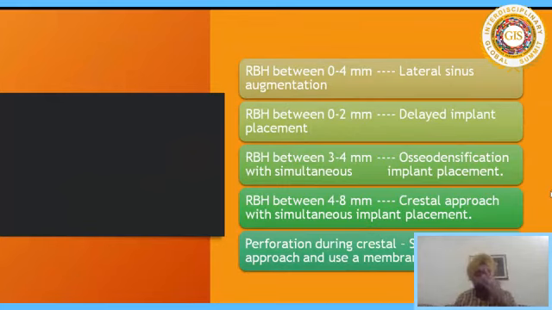And when the residual bone height is between 4 to 8, you can always go for a crestal approach with simultaneous implant placement. However, you should check for a perforation with the Valsalva maneuver. If there is a perforation, then you have to shift to the lateral approach. You should always be prepared for a lateral approach, then use a membrane and complete the lift.